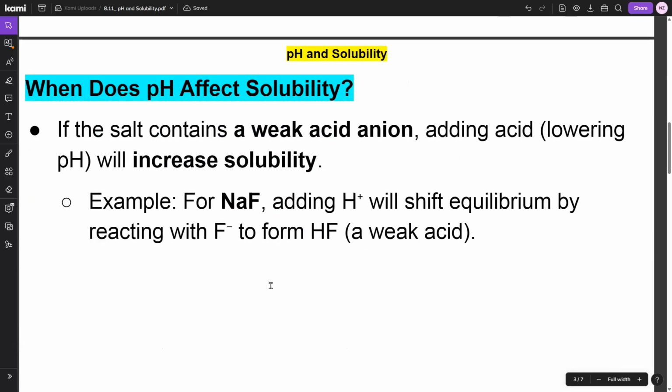So if the salt contains a weak acid anion, adding an acid is going to lower the pH and it will increase solubility. Let's look at this example. We have sodium fluoride. Sodium fluoride is a solid, and when it dissolves it would dissociate into sodium ions and fluoride ions.